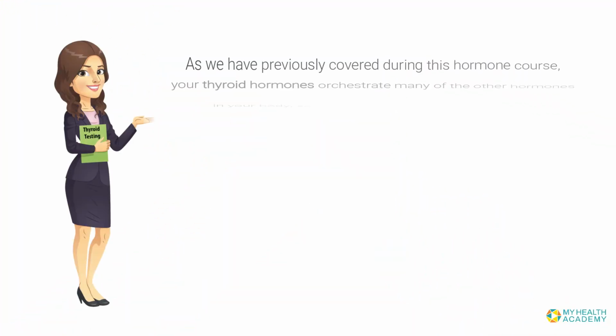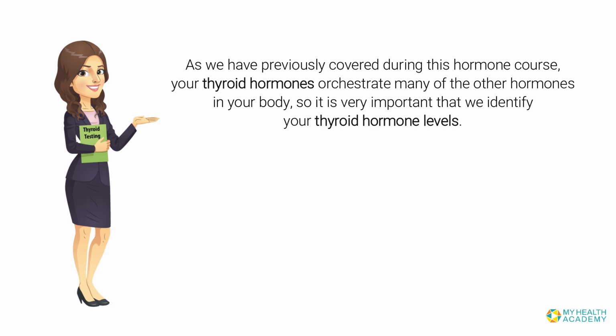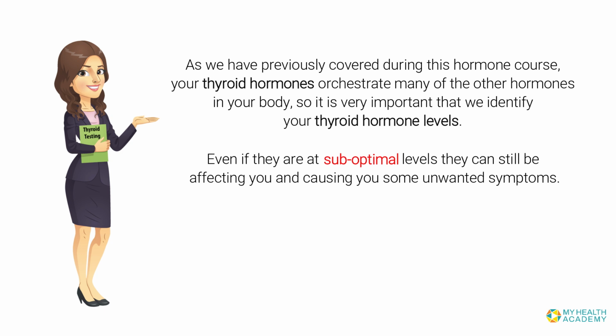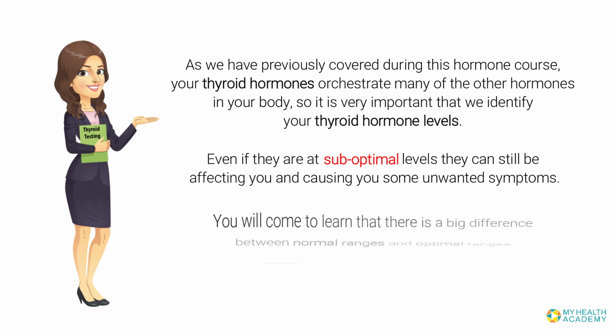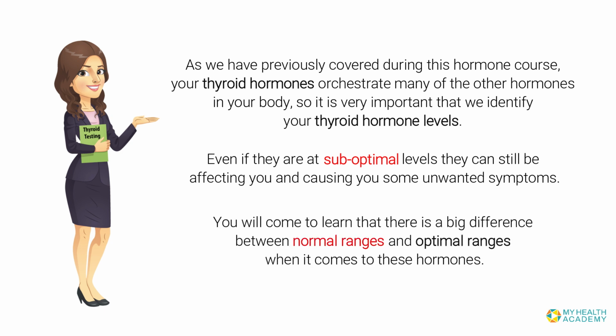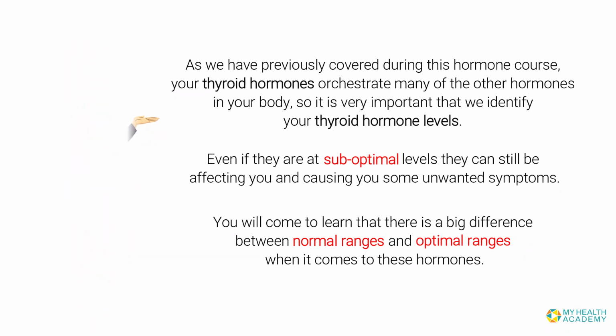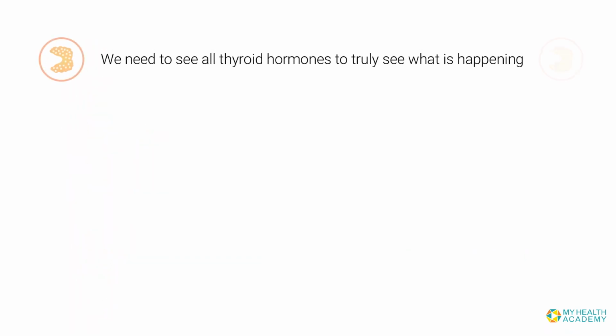As we have previously covered during this hormone course, your thyroid hormones orchestrate many of the other hormones in your body. So it is very important that we identify your thyroid hormone levels. Even if they are at suboptimal levels, they can still be affecting you and causing you some unwanted symptoms. You will come to learn that there is a big difference between normal ranges and optimal ranges when it comes to these hormones. We need to see all thyroid hormones to truly see what is happening.